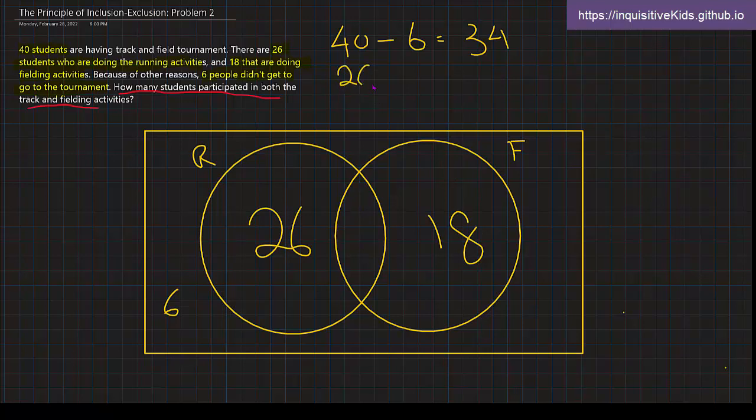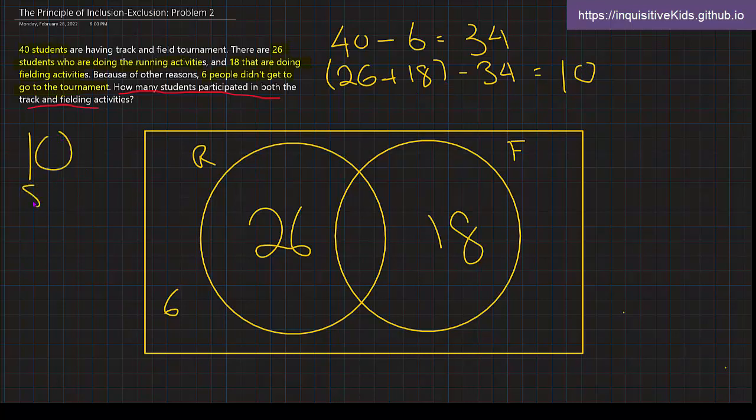But instead, 26 plus 18 is greater than 34. So just like always, we subtract 34 from it, so we get the recounted part, the part that was counted twice, the excess part. So 26 plus 18 equals 44. 44 minus 34 equals 10. So the answer is 10 students.